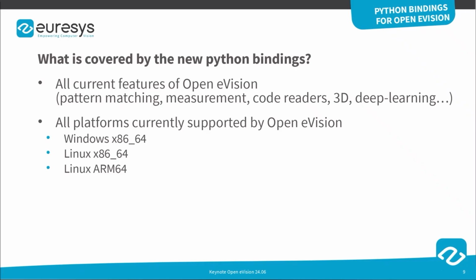And what is covered by the new Python bindings of eVision? Basically everything. All current features of eVision, like pattern matching, measurements, code readers, 3D, deep learning, are included in the Python bindings. And also all platforms that we currently support in eVision are supported by Python: Windows, Linux, and Linux ARM, which is, of course, very popular on embedded systems.